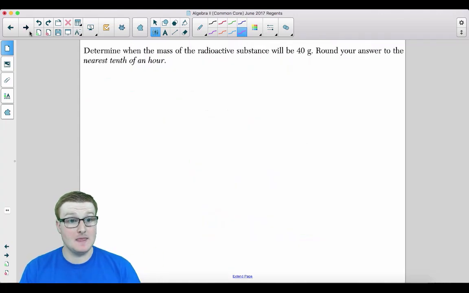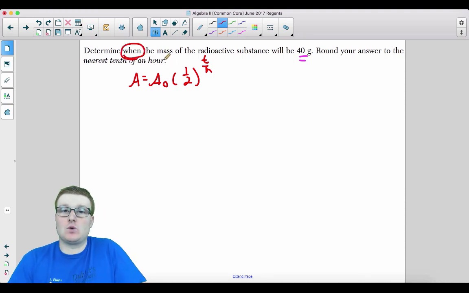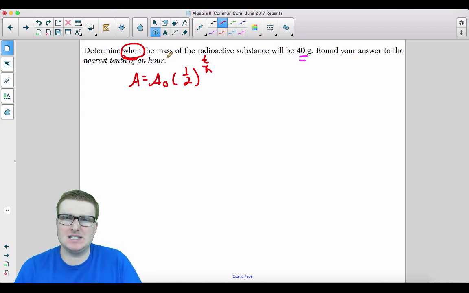Now, for the last part, it says determine when the mass of the radioactive substance will be 40 grams. Round your answer to the nearest tenth of an hour. So here's the thing. We're still using the same formula. The formula hasn't changed. It's still A equals A sub 0 times a half raised to the T over H. But this time, ladies and gentlemen, we're trying to determine when the mass is 40 grams. So now we're trying to find the time. You see how they're changing things on you? Now they want you to find the time of how long it takes to make this 40 grams.